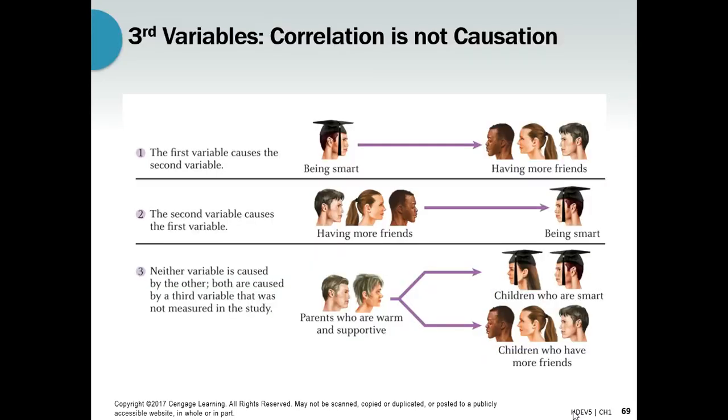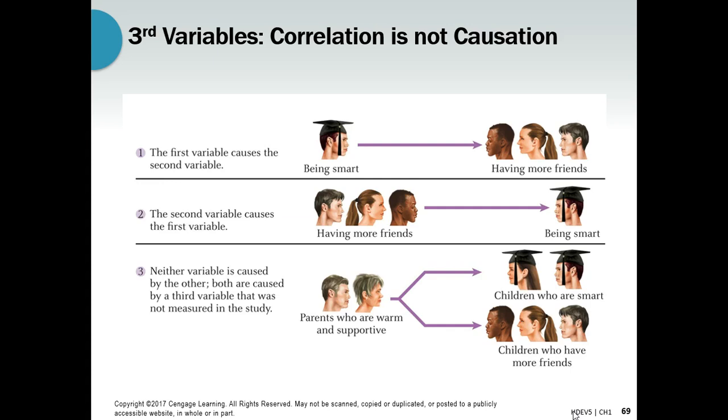Here's another example. Being smart tends to correlate with having a lot of friends. Now, we don't know why that happens, right? This is a correlation. And so, there's been research on topics like this forever, but in this specific scenario, we don't know what specifically is doing this.